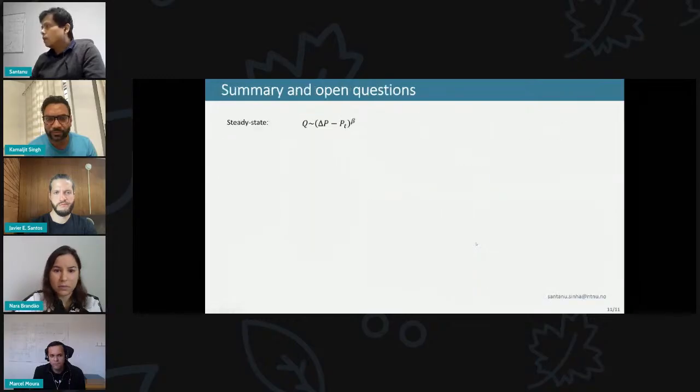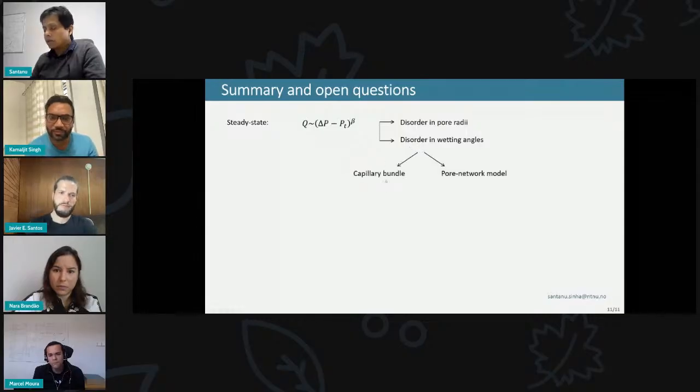And so this all brings us to the conclusion. So I studied steady state two-phase flow, the nonlinearity as a function of disorder in the pore radii and disorder in the wetting angles. And with two models, one is the capillary bundle model, where we see that beta is mostly either 1.5 or 2. And the links don't talk to each other here, the disconnected links.